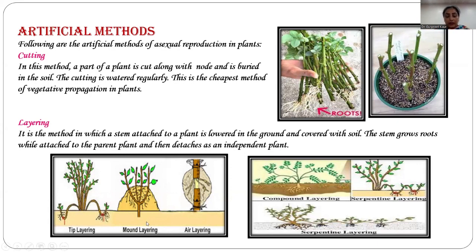Hibiscus can also be propagated by cutting. Bougainvillea can also be propagated by cutting. Second one is layering. See, in layering, what we have to do is, we have to make a layer on the stem surface. I'm taking a simple plant of asparagus. Here, the layering does not occur, but the layering occurs in jasmine.